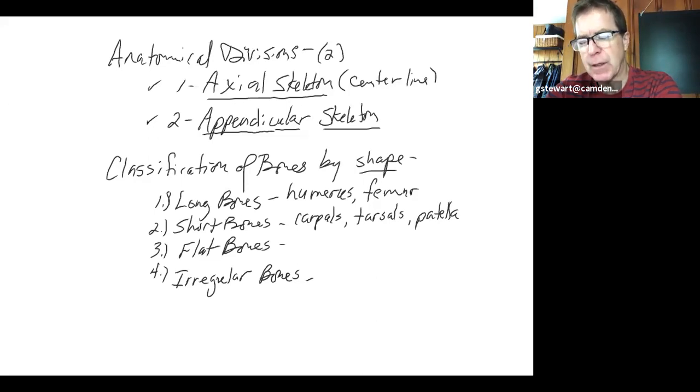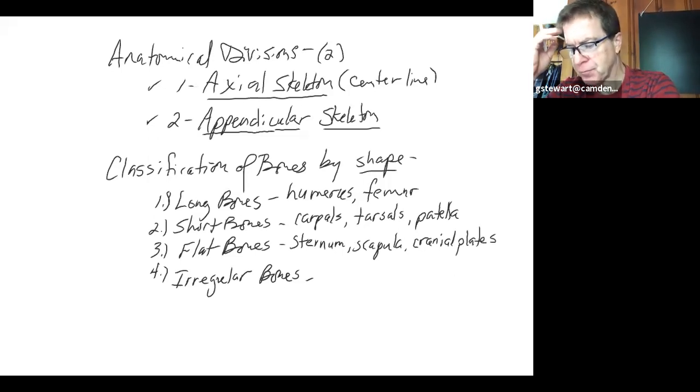I'll discuss what the anatomical arrangement is of the tissue later today, but examples of flat bones would be things like the sternum. You might know that as the breastbone, right in the center of your rib cage. The scapula or shoulder blade is an example of a flat bone. Also the cranial plates. Those are bones of the skull, mostly on top of your head and the sides of your head. Those are classic flat bones.